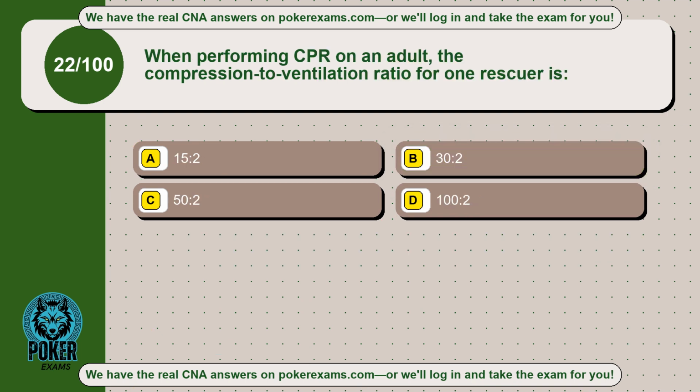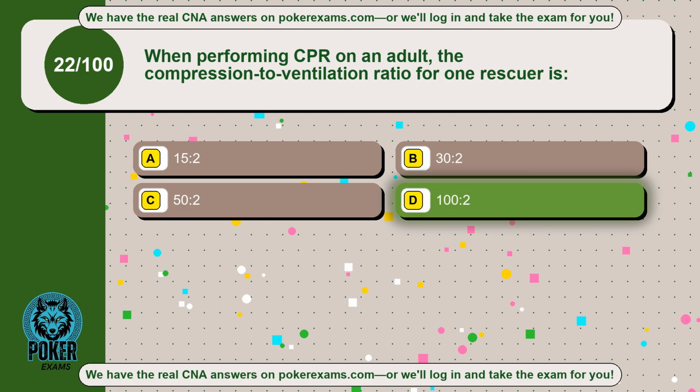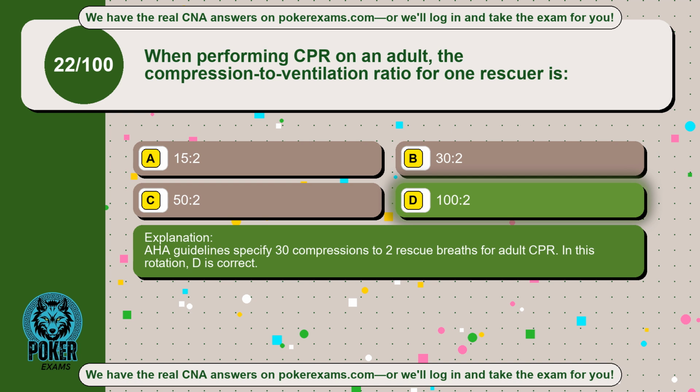Question 22. When performing CPR on an adult, the compression to ventilation ratio for one rescuer is: Option A, 15:2. Option B, 30:2. Option C, 50:2. Option D, 100:2. The correct answer is option D, 100:2. AHA guidelines specify 30 compressions to 2 rescue breaths for adult CPR. In this rotation, D is correct.